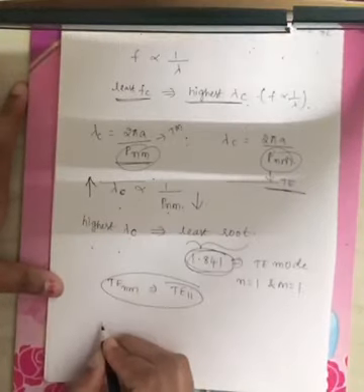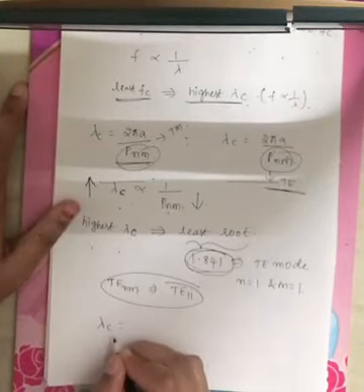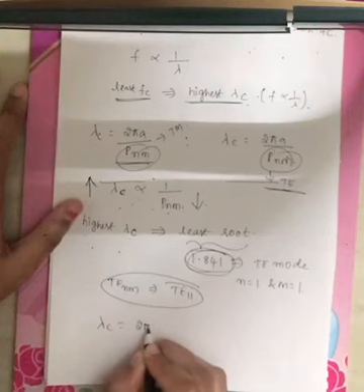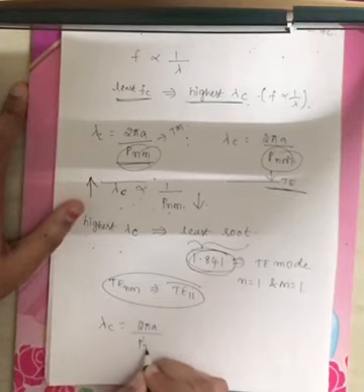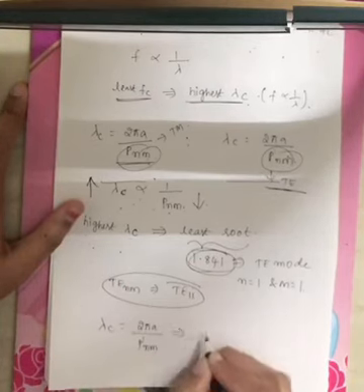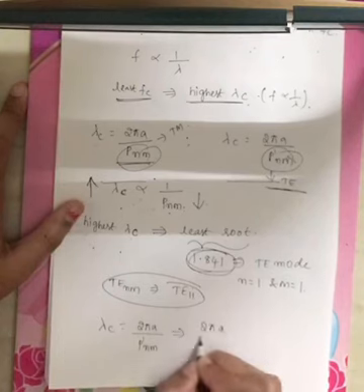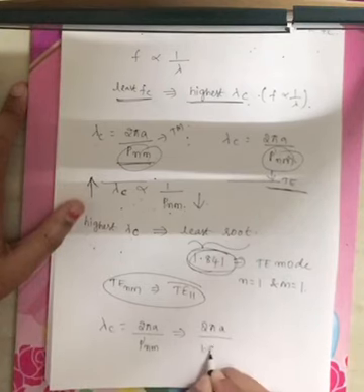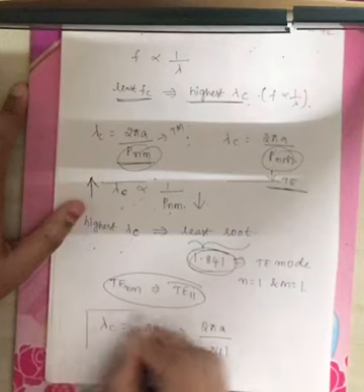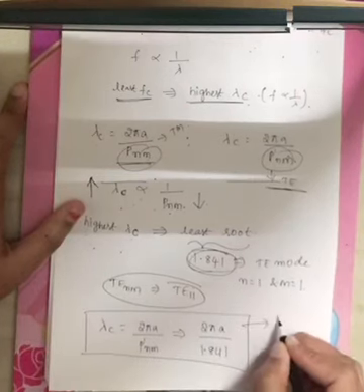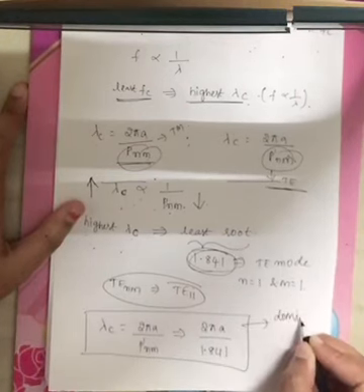Now what is the cutoff wavelength of the dominant mode of a circular waveguide? That is nothing but 2 pi a by p dash nm, right? Now what is the root value? 2 pi a by 1.841. Now this is the cutoff wavelength for the dominant mode.